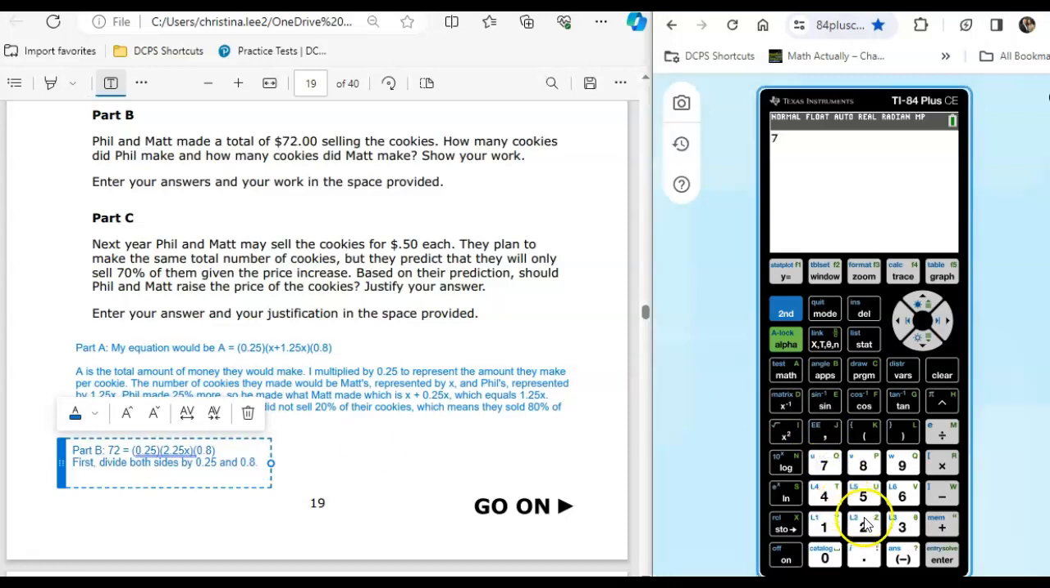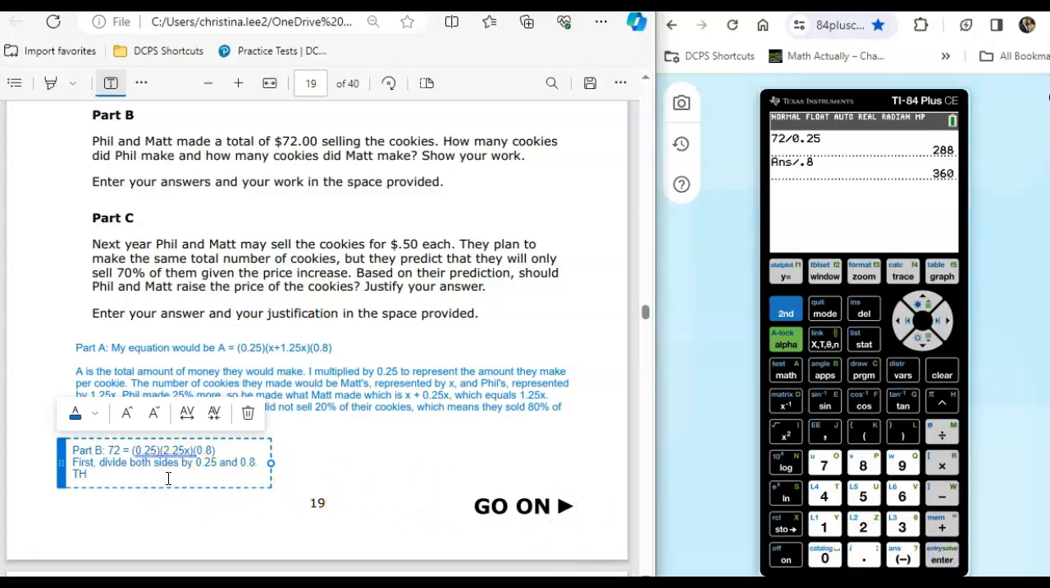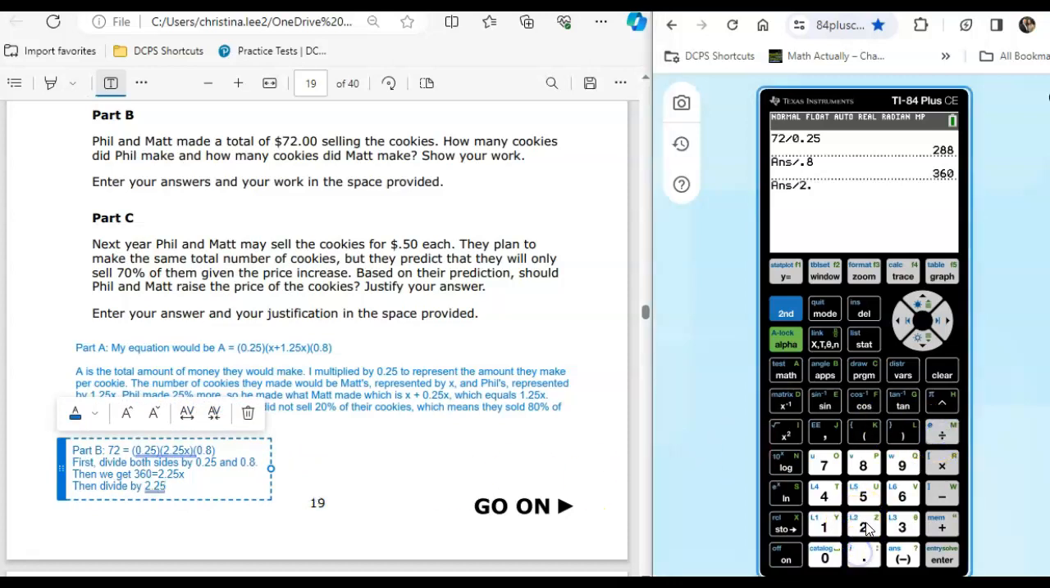Let's do that in our calculator. 72 divided by 0.25, and we're dividing by a smaller number, so it should be a big number. It's 288, and then divided by 0.8 is 360. Okay, so then 360 equals 2.25x. And so then divide by 2.25 and we get 160.